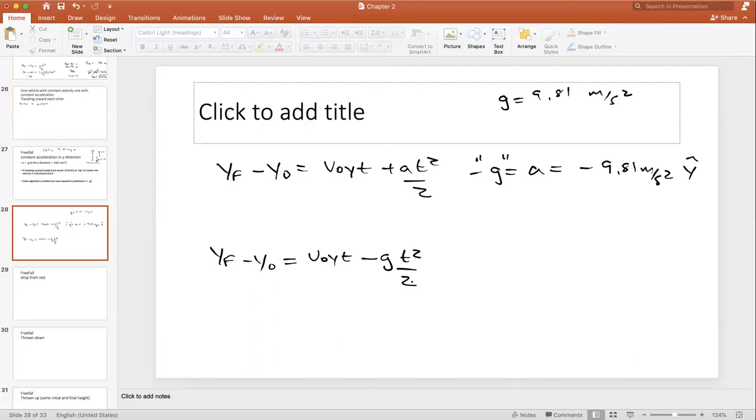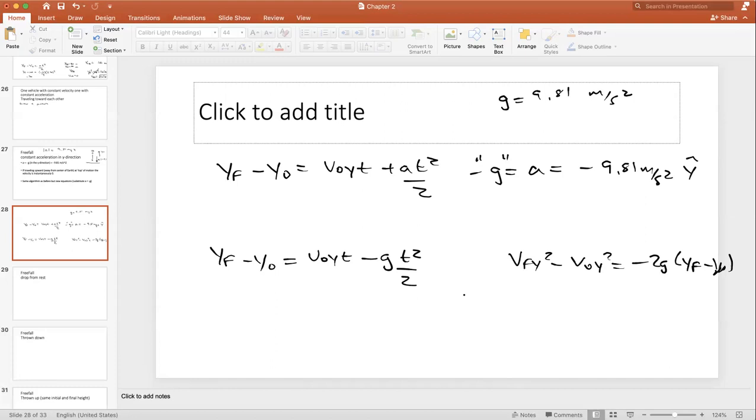Later in the semester, we'll talk about gravity. We'll talk about why the acceleration due to gravity, how something's velocity changes if you drop it and it's subjected to the force of gravity. We'll talk about why it's 9.81. But what changes in all of these equations now is we get v final y squared minus v initial y squared is now minus 2g times y final minus y initial.